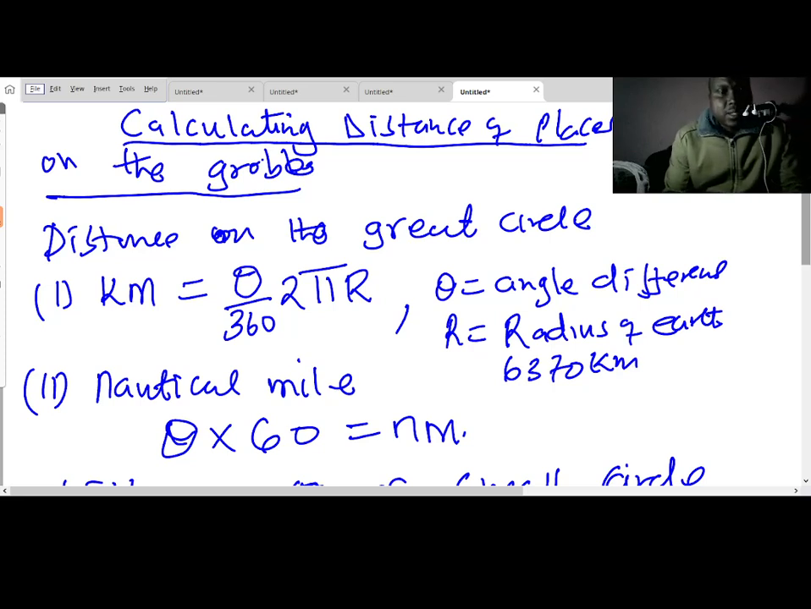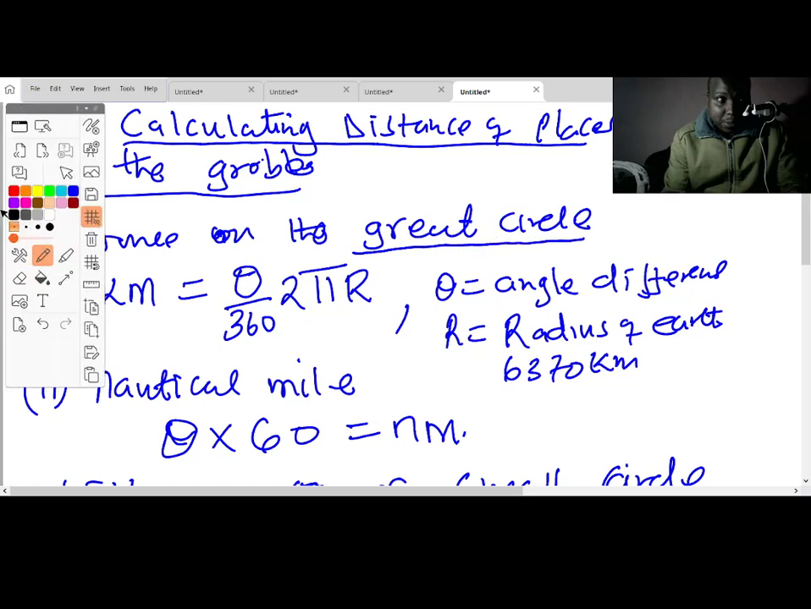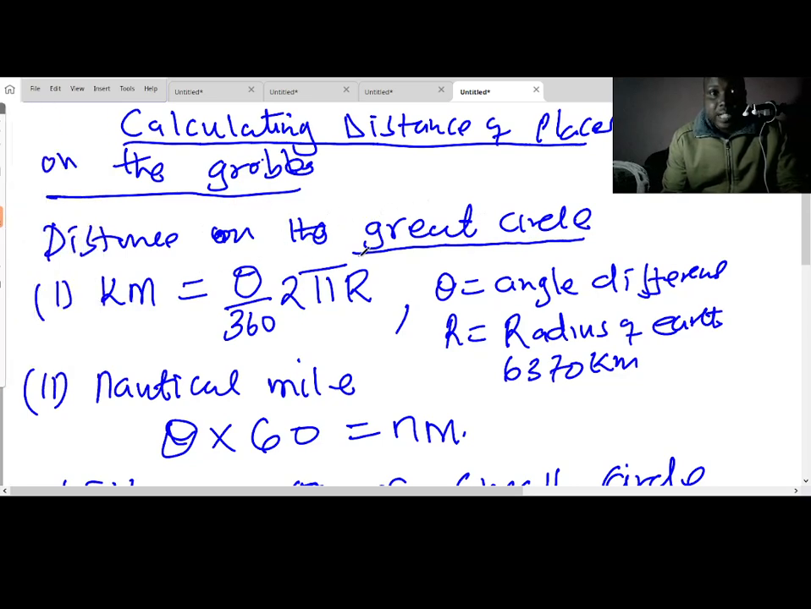Now next, we want to look at how to calculate the distance of a place on the globe. The distance depends on whether you are on a small circle or a great circle. We will start first by calculating the distance along a great circle. So that's why it is important that you identify whether you are on a great circle or a small circle. Now, let us start with a great circle.